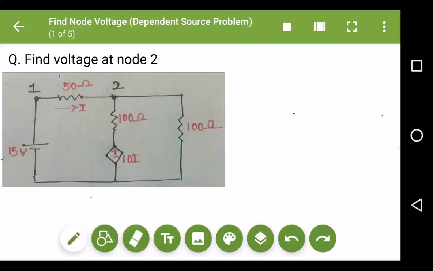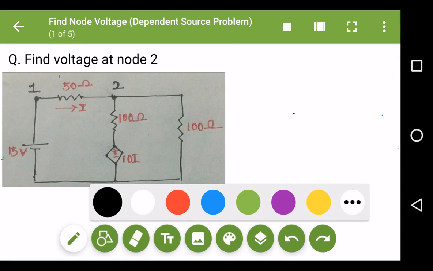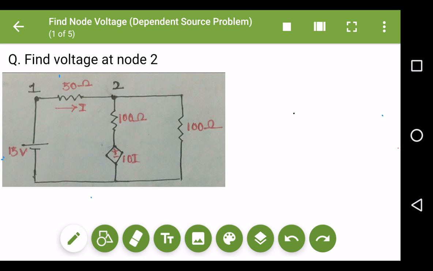This is the circuit which is provided to us. You can see that in this circuit we are provided with one dependent source, which is that dependent source over here. Why is it called a dependent source? Because this is a voltage source first of all, and the voltage is controlled by the current I.